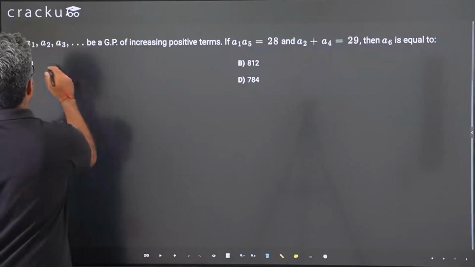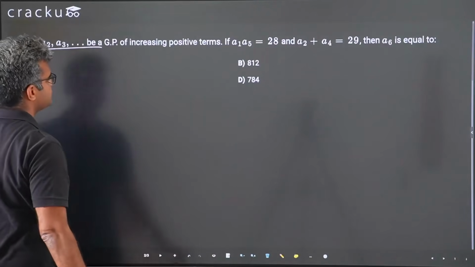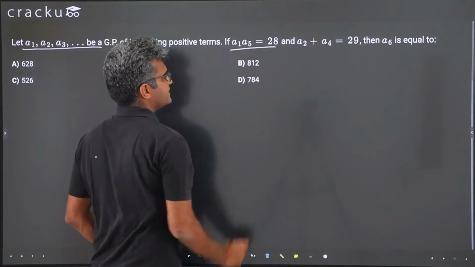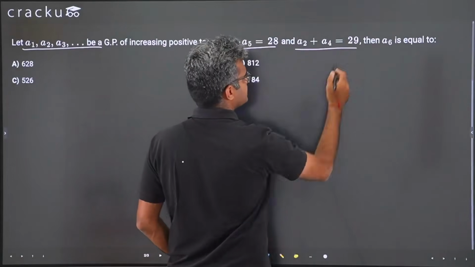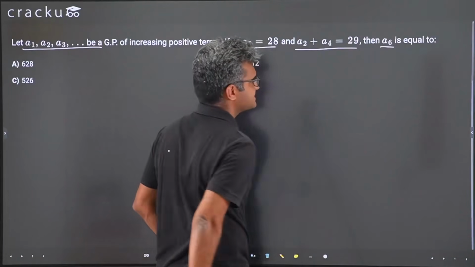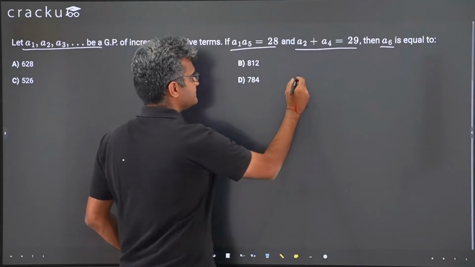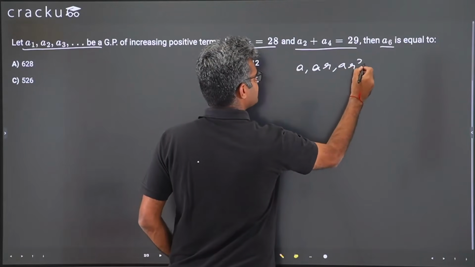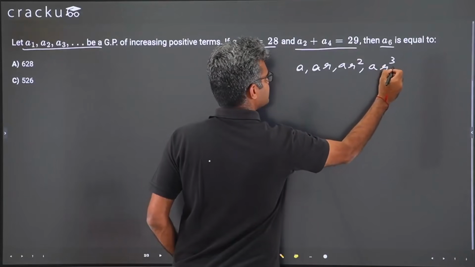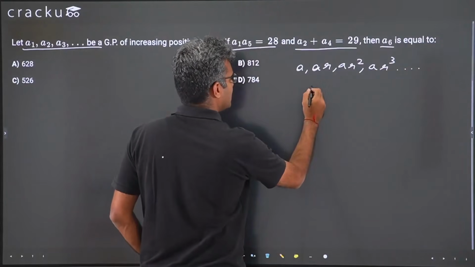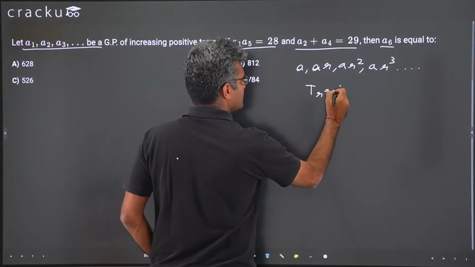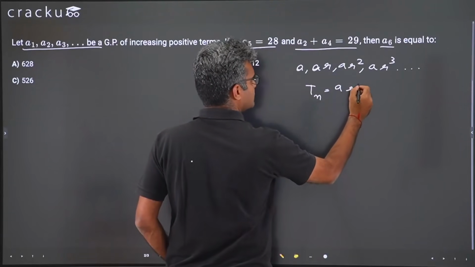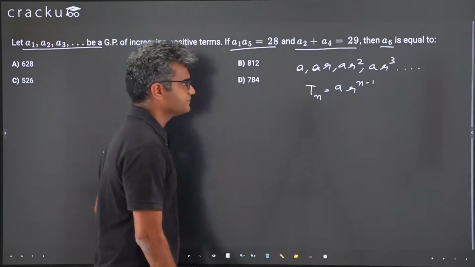In this question, we are told that a1, a2 dot dot dot is a geometric progression with increasing positive terms. a1 into a5 is 2 to the power 8, a2 plus a4 is 29. We are required to calculate a6. In a geometric progression, if the first term is a and the common ratio is r, then the terms will be a, ar, ar square, dot dot dot. The nth term will be equal to a into r to the power n minus 1.